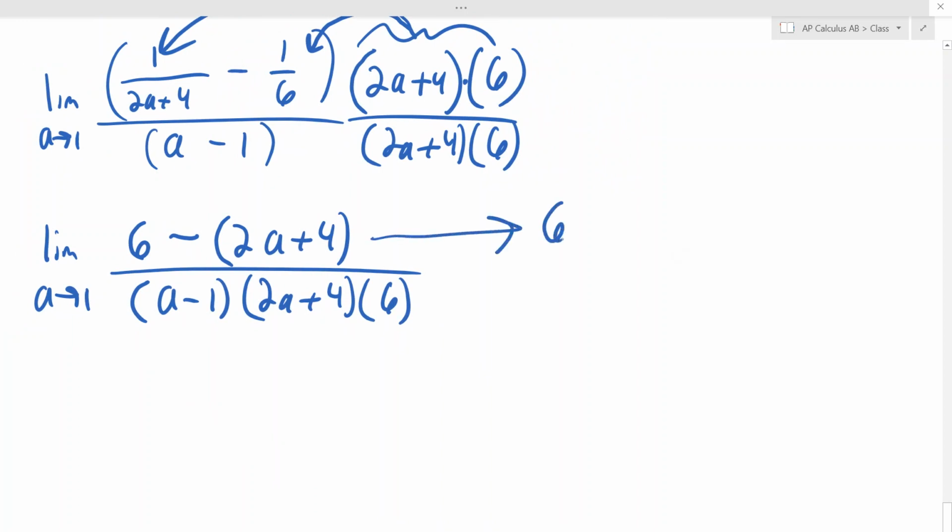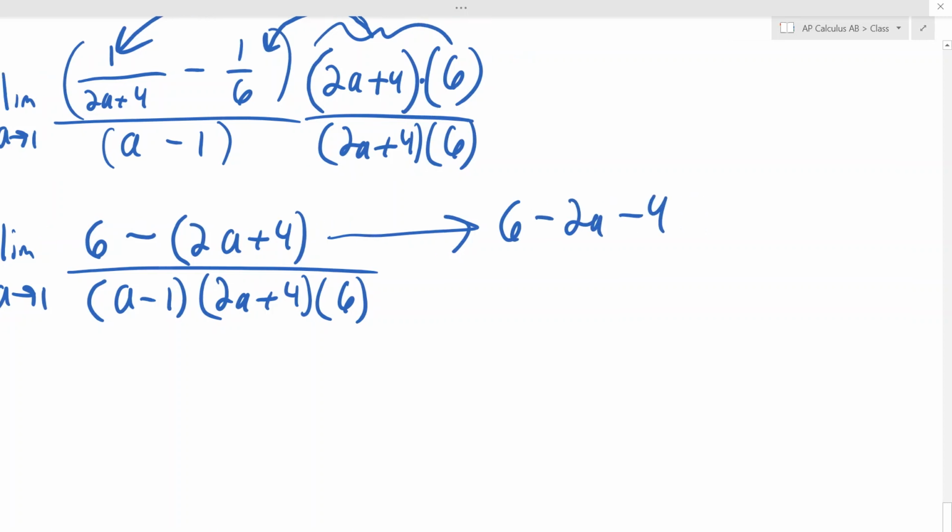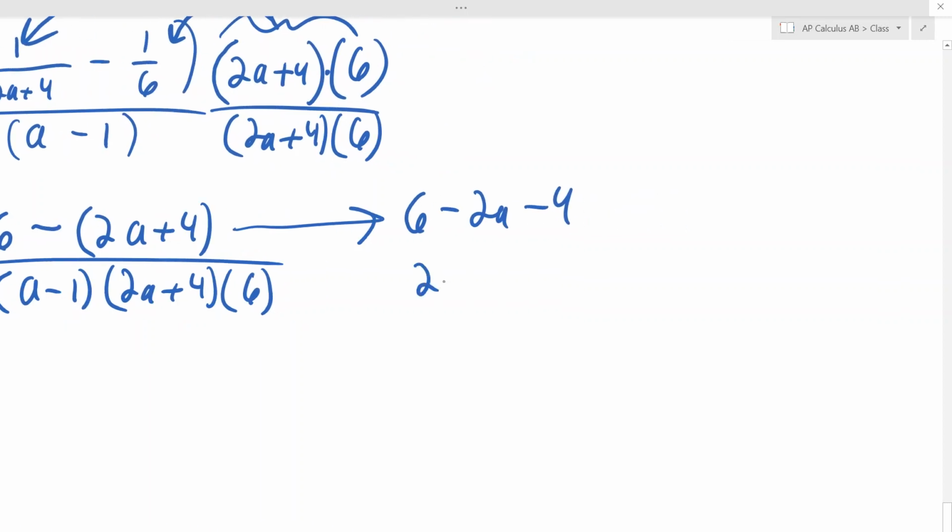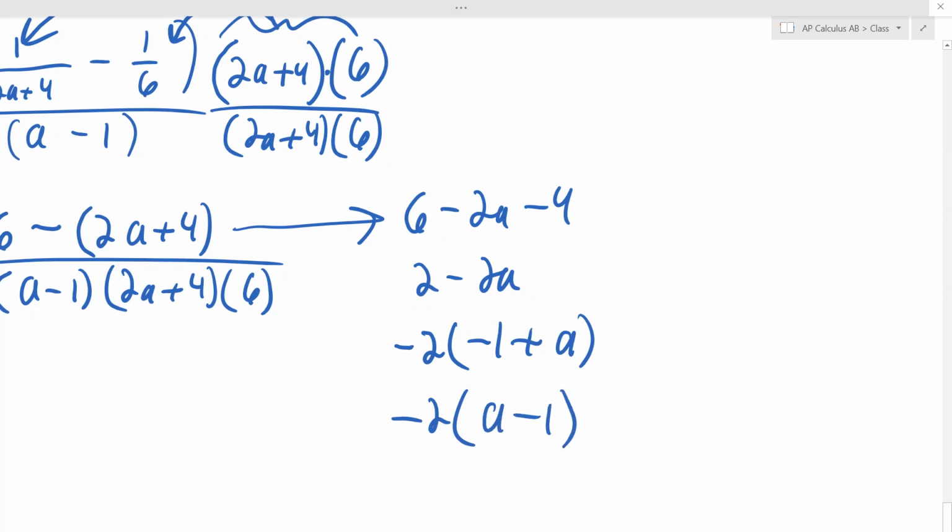That reduces to 6 minus 2a minus 4, which reduces to 2 minus 2a. Remember, our goal is to get an a minus 1 out of here. If I take a negative 2 out of there, I'll be left with negative 1 plus a, which is the same thing as a minus 1. So that whole numerator is really just negative 2 times a minus 1. Okay?